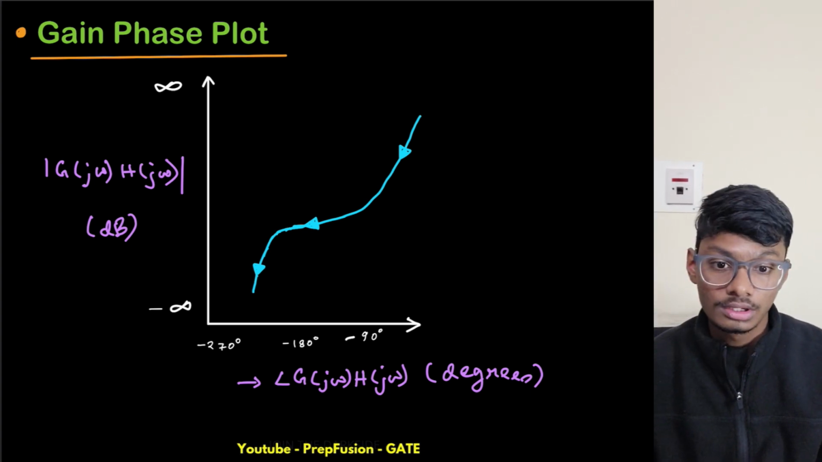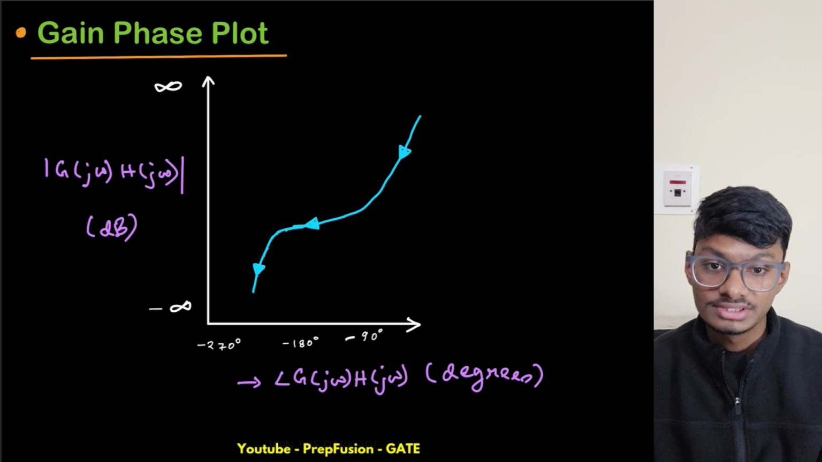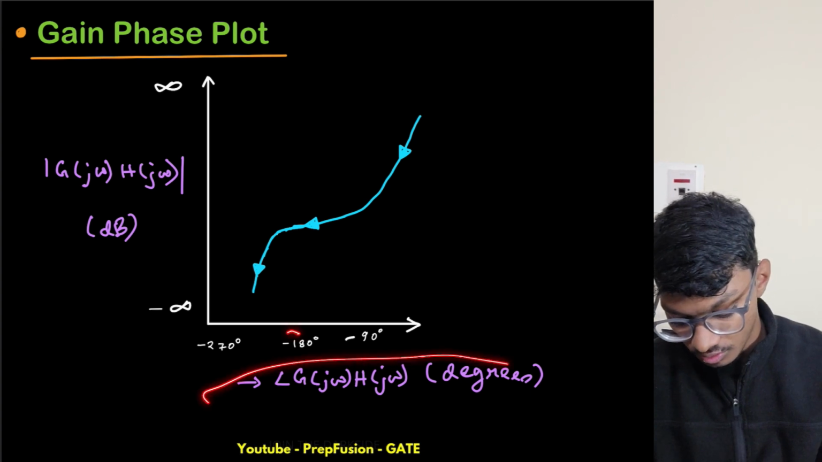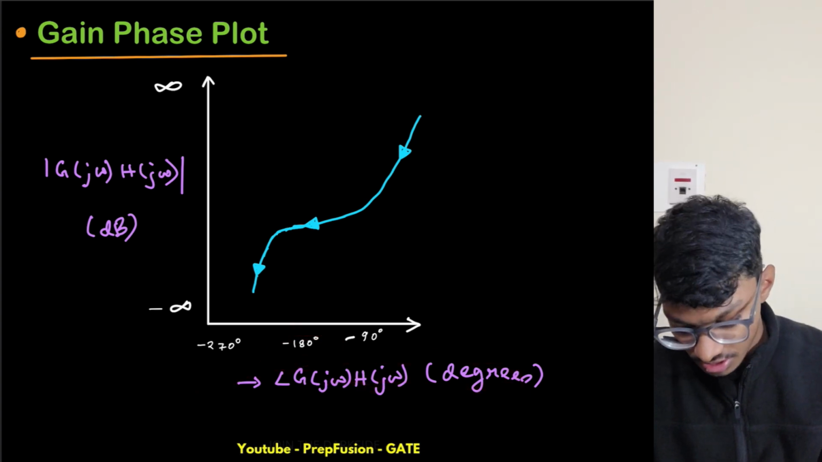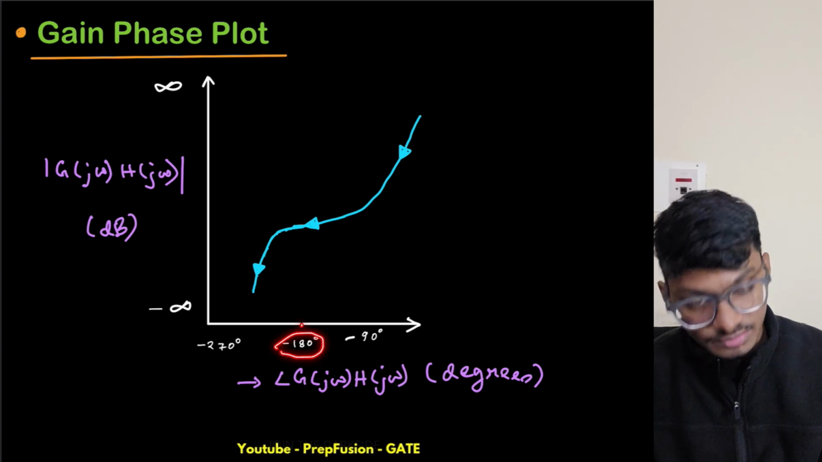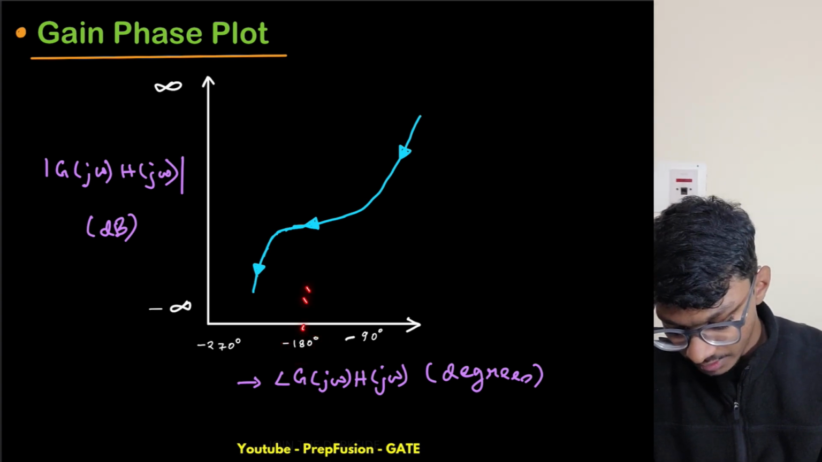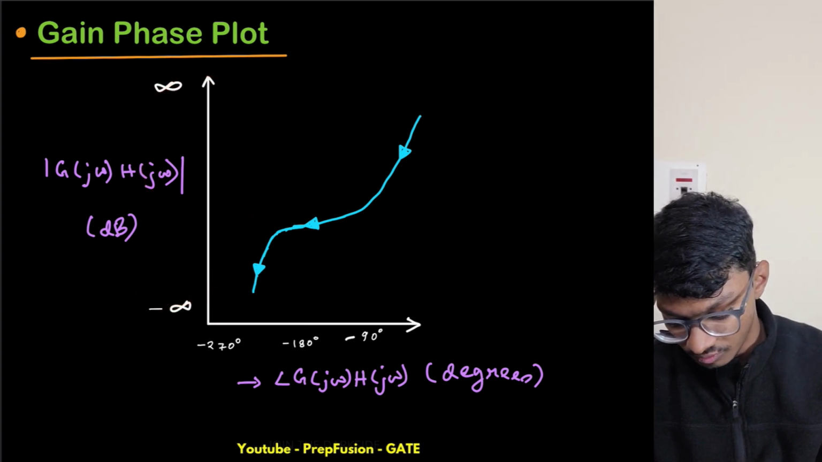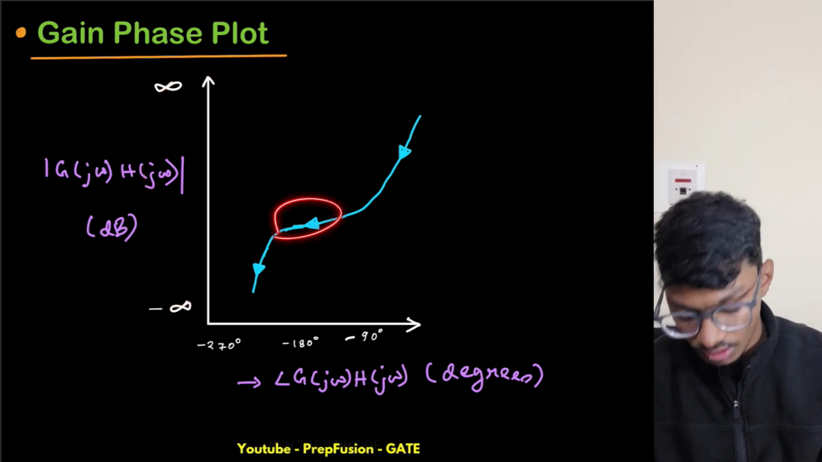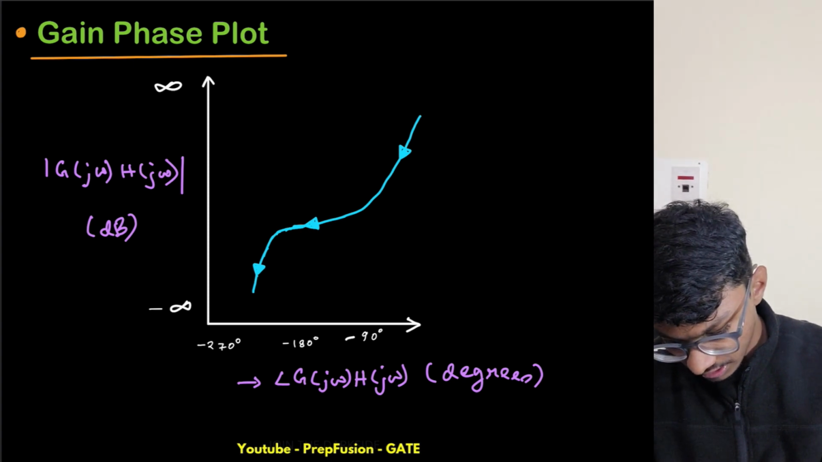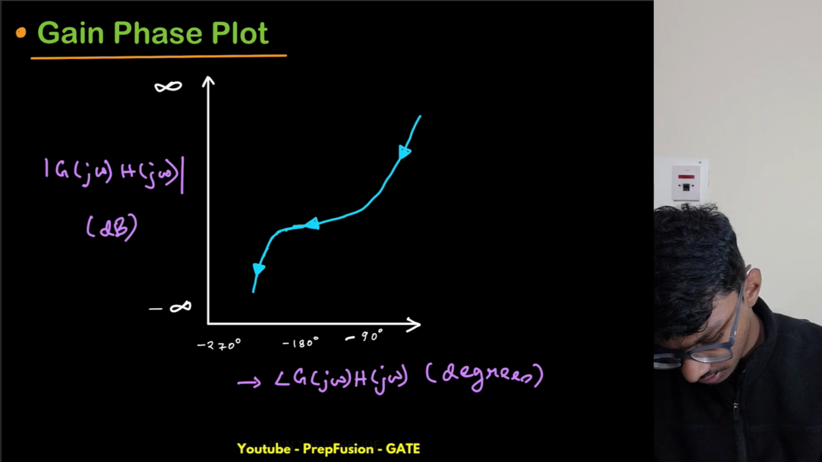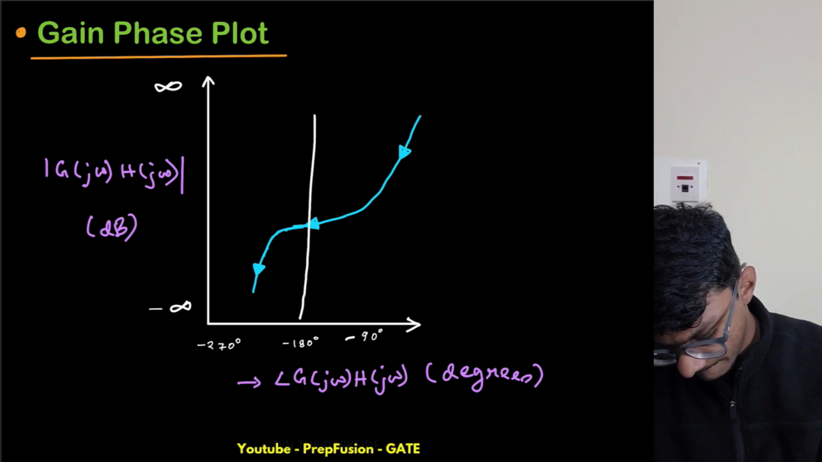So for my omega PC, what is the condition? How to find my phase crossover frequency? The phase crossover frequency is the frequency at which the phase of my OLTF is minus 180 degrees. I can observe that it is minus 180 here. So I will draw one line parallel to the gain axis, and then I will check where it cuts the gain phase plot.